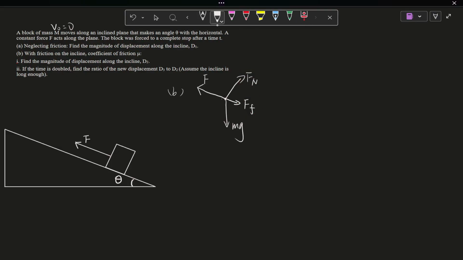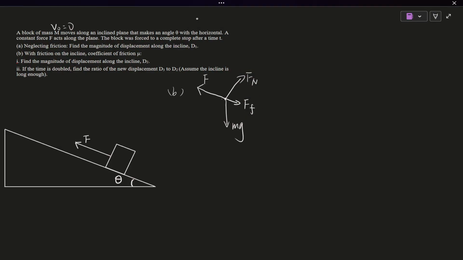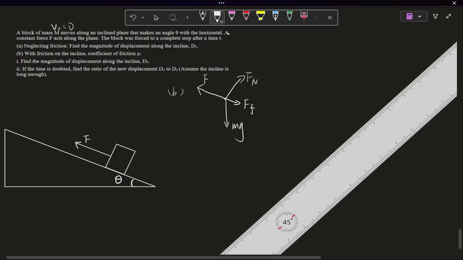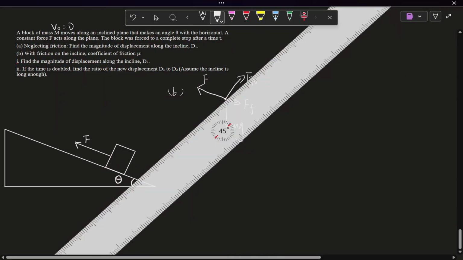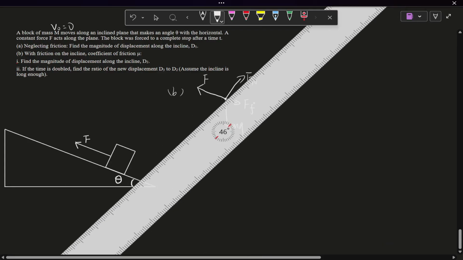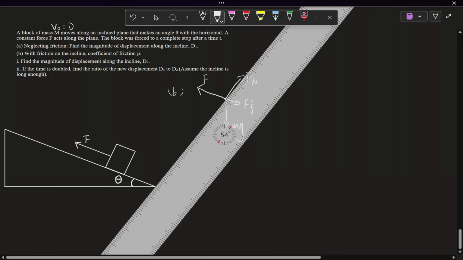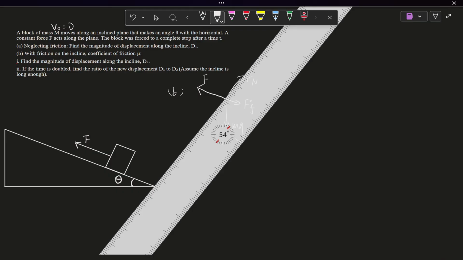So now let's solve the question. First step we need to do is to break them down along the slope and the direction which is perpendicular to the slope.